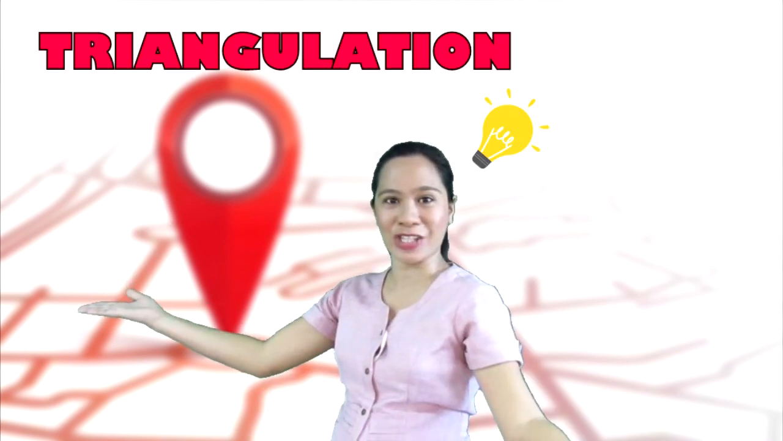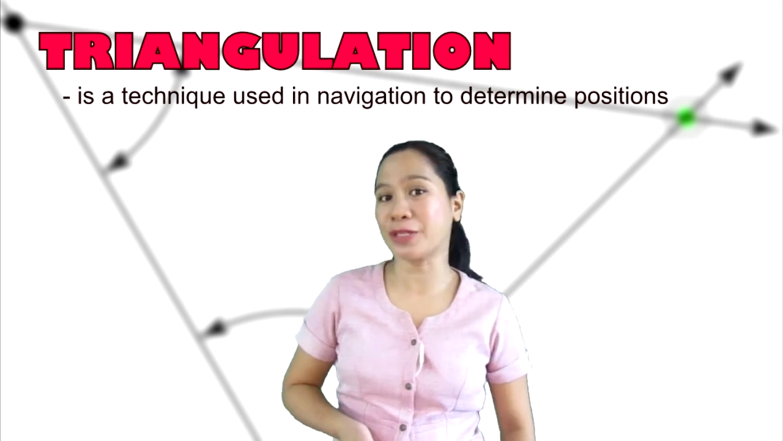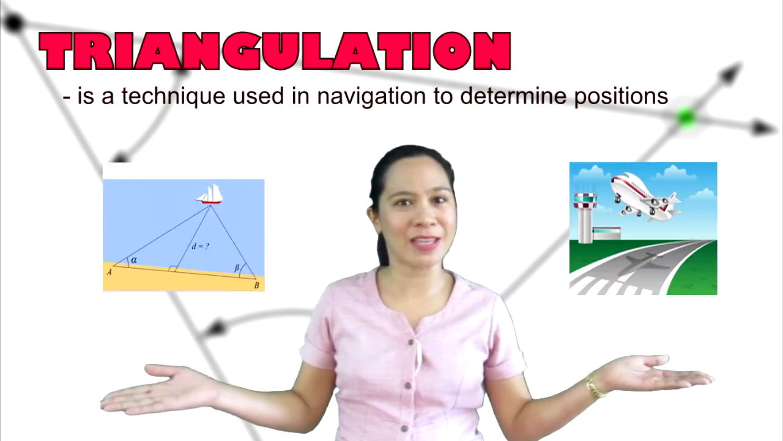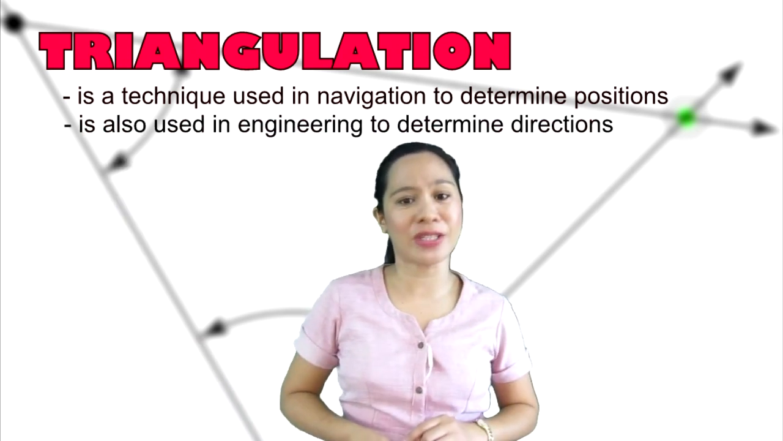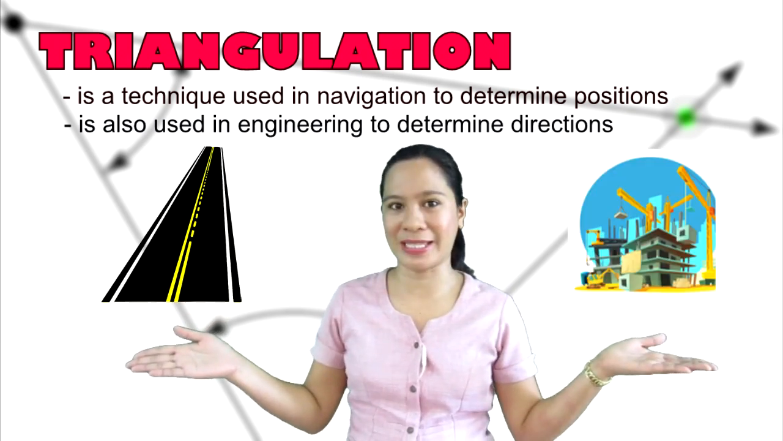It's triangulation! Triangulation is a technique used in navigation to determine the positions of ships or aircrafts. It is also used in engineering to determine the directions of roads or any under construction structures.